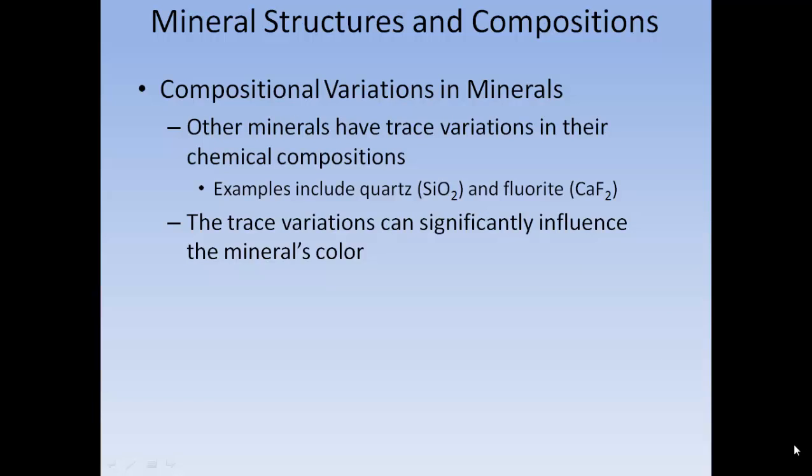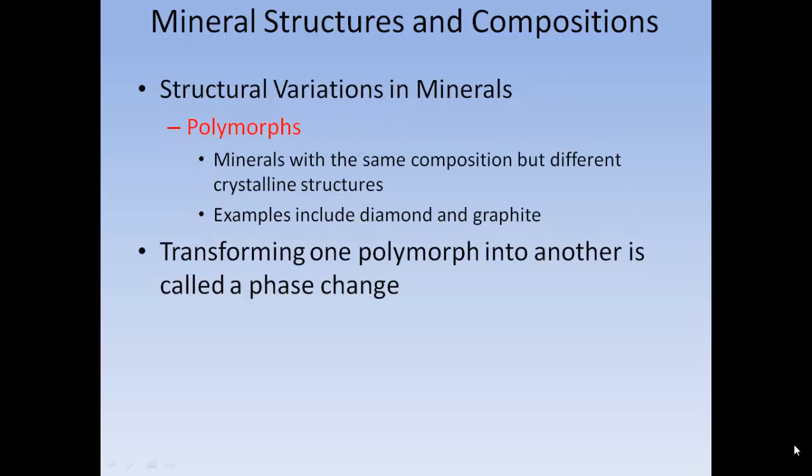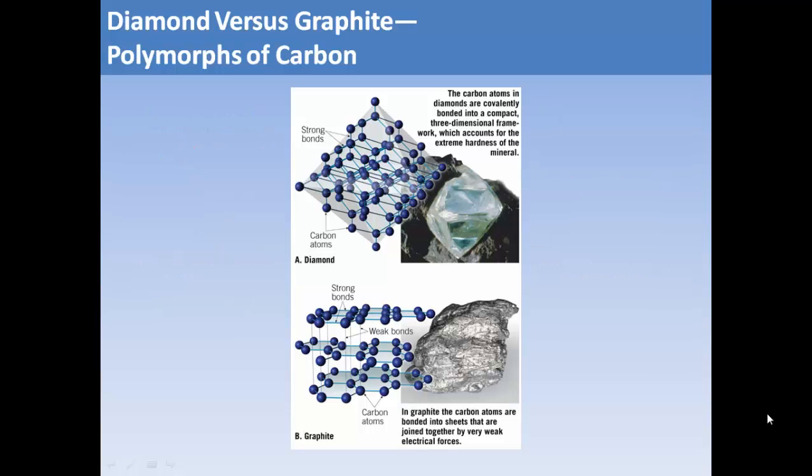Other minerals have trace variations in their chemical compositions, including quartz and fluorite, and that can cause significant changes to its mineral color. Structural variations in minerals, or polymorphs, minerals with the same composition but different crystalline structures. Examples are diamond and graphite. Transferring one polymorph for another is called phase change. Diamond and graphite are just forms of carbon. Okay, so the graphite is formed in sheets of circular bonded carbon ions. Diamond, the carbon connects with covalent bonds in every direction it possibly can.